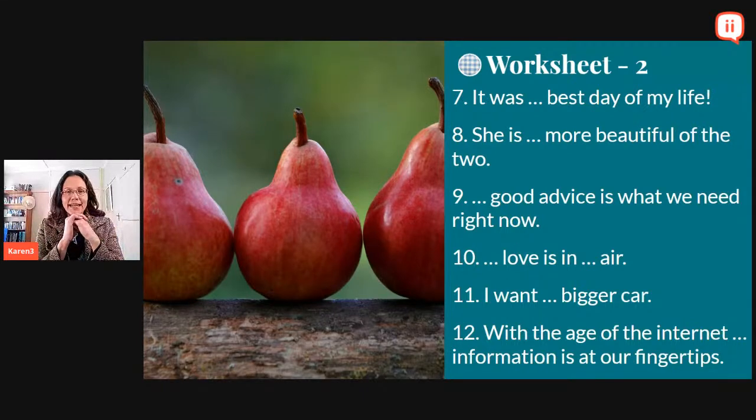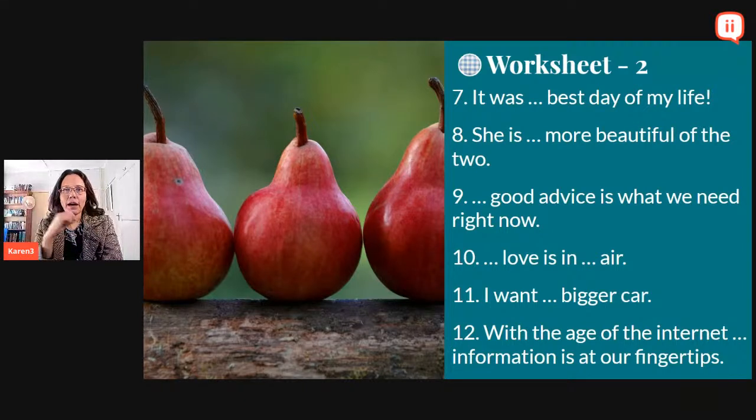Number 10, love is in the air. That's correct. No article before love, because you're talking very generally, but the air is more symbolic, it's more abstract, and I'll come to that, and it's more specific about this air. Okay, all right.